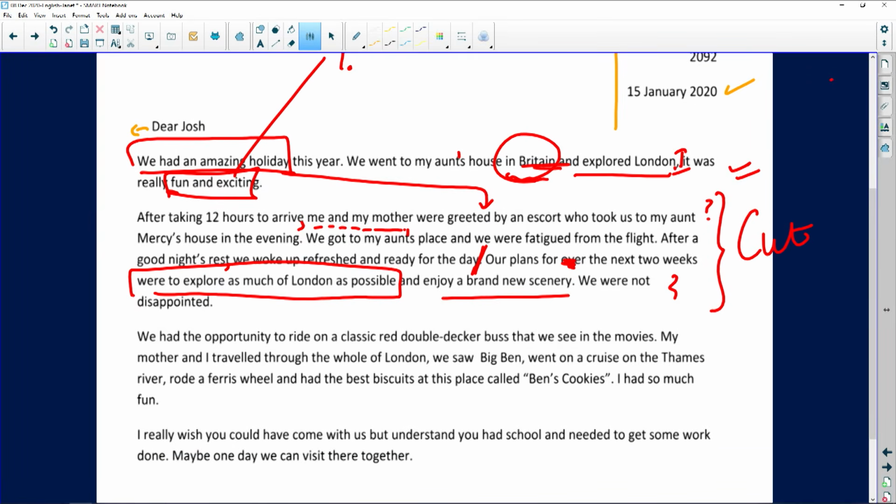Let's get to the fun and excitement. We had the opportunity to ride on a classic red double-decker bus that we see in the movies. My mother and I traveled through the whole of London. We saw Big Ben, went on a cruise on the Thames River, all right, okay, all right, Thames River. I was going to make it a capital, but all right. Rode a Ferris wheel. Which one? Is this the London Eye? And had the best biscuits at Ben's Cookies. I had so much fun.